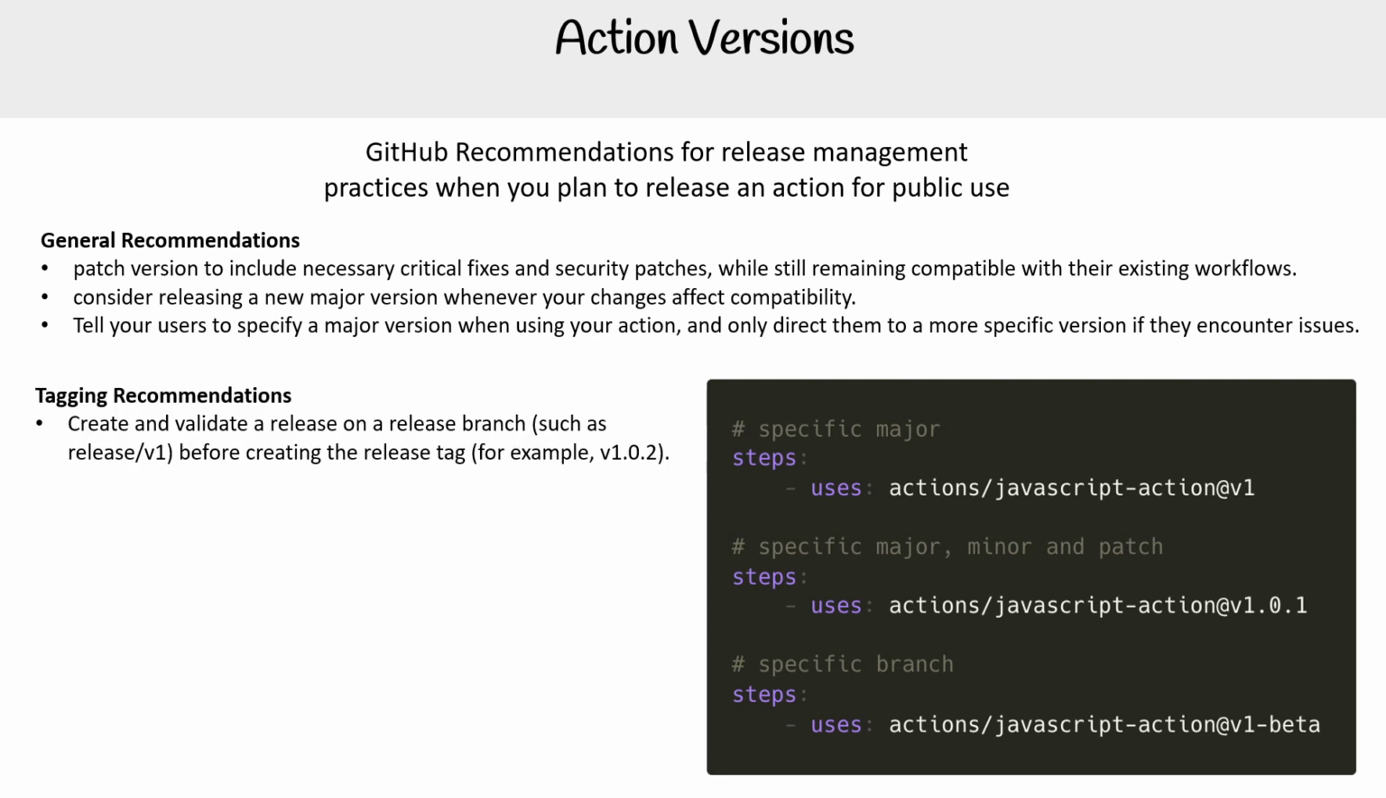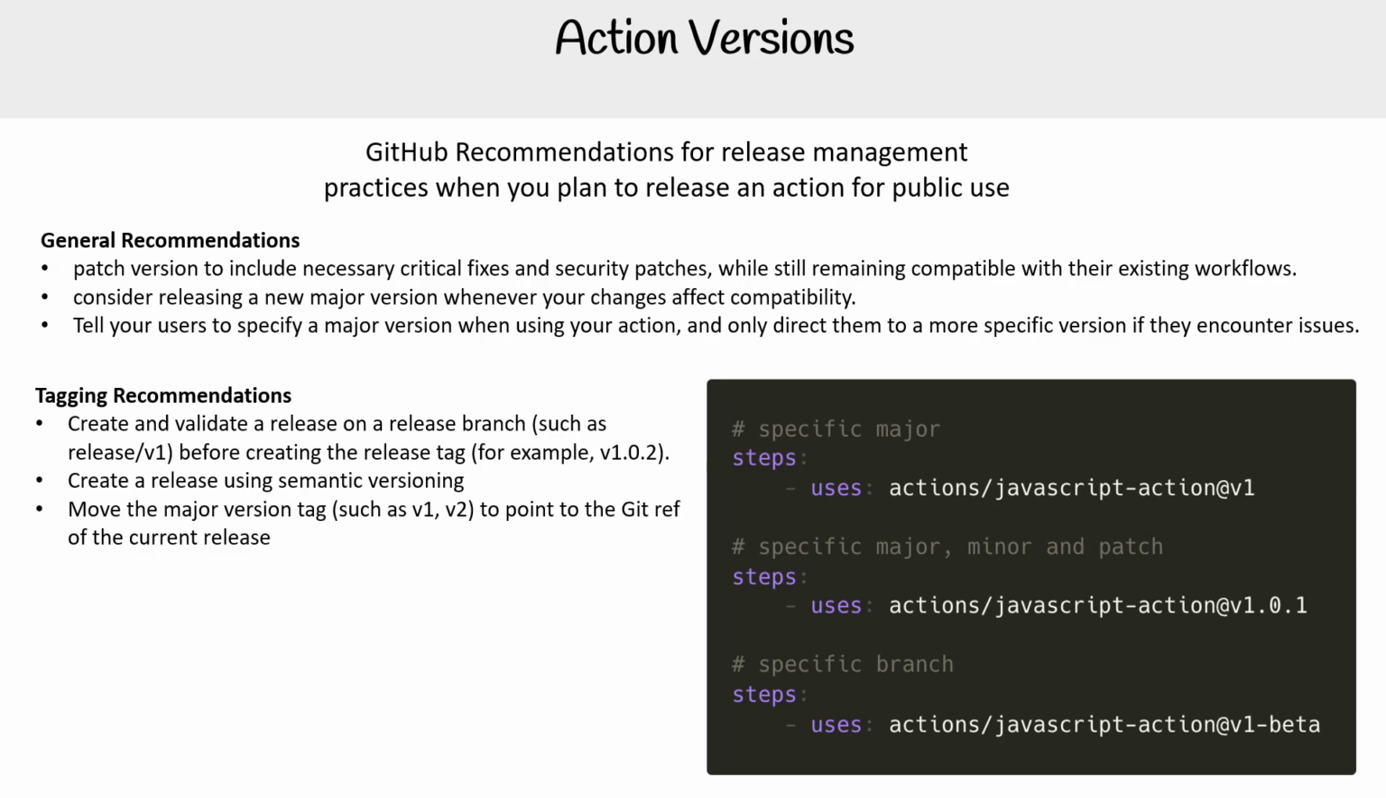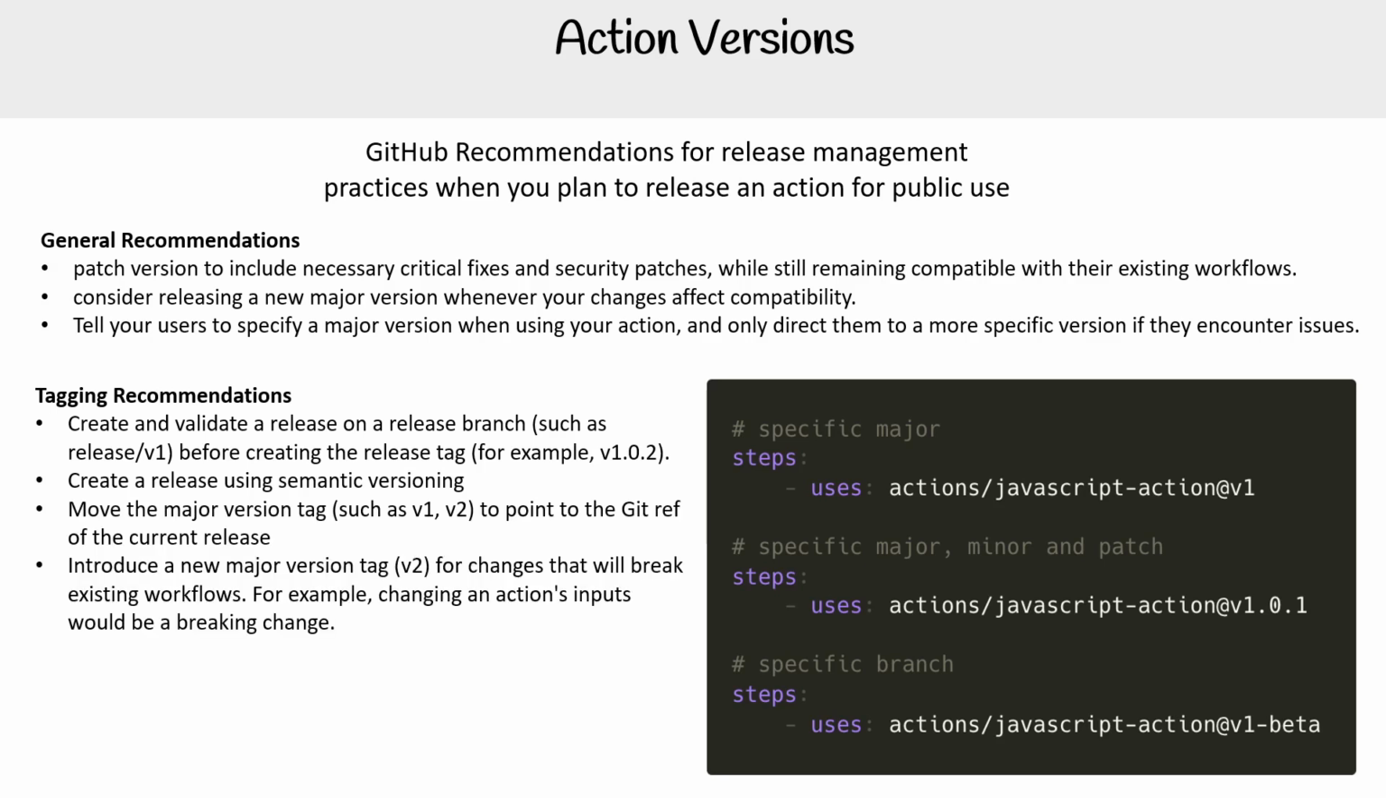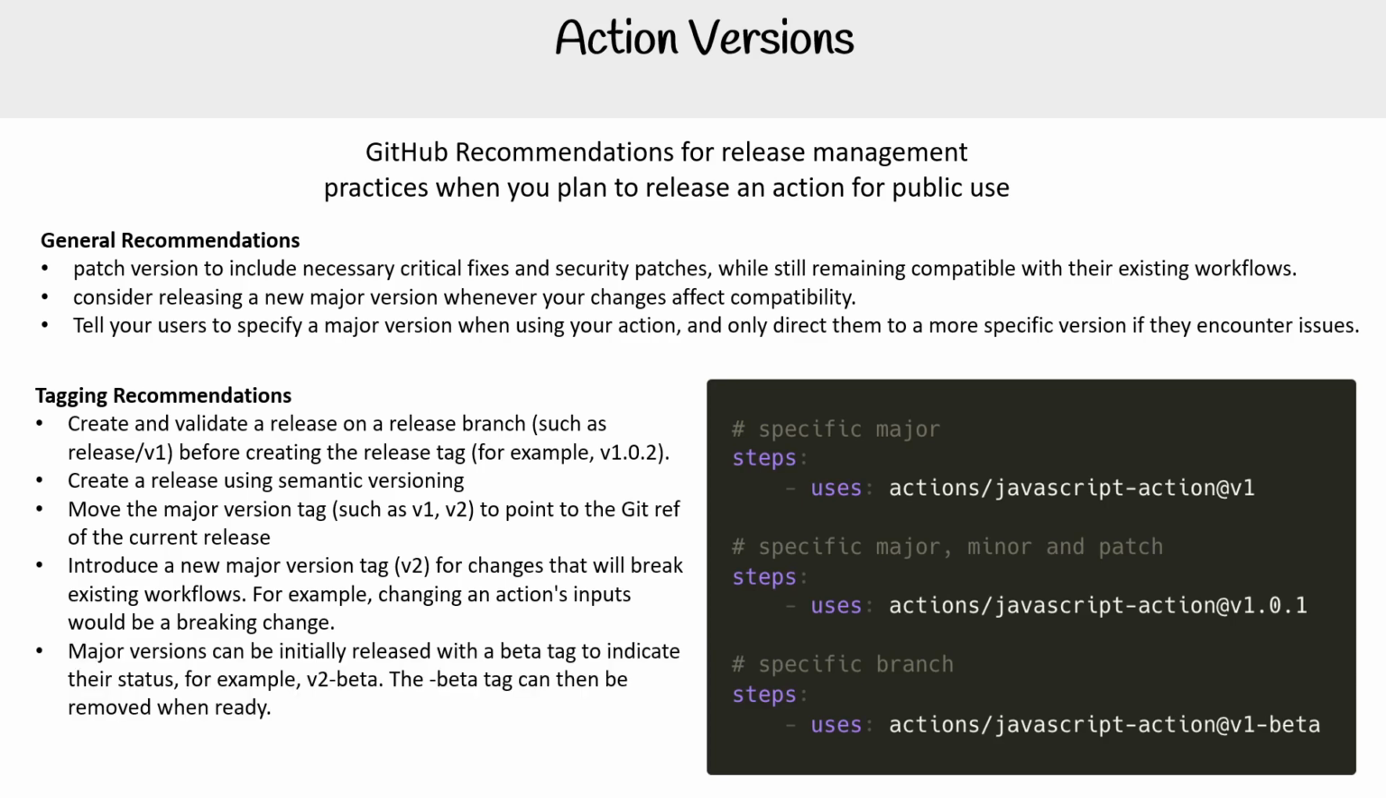So the idea here is they say to create and validate a release on a release branch before creating the release tag, create a release using semantic versioning, move the major version tag to point to the Git reference of the current release, and introduce a new major version tag for changes that will break existing workflows. And major versions can be initially released with a beta tag to indicate the status, for example, v2 beta.